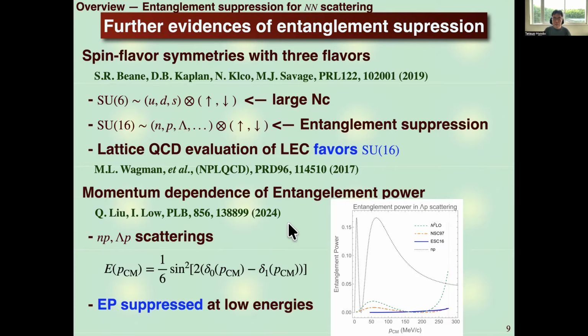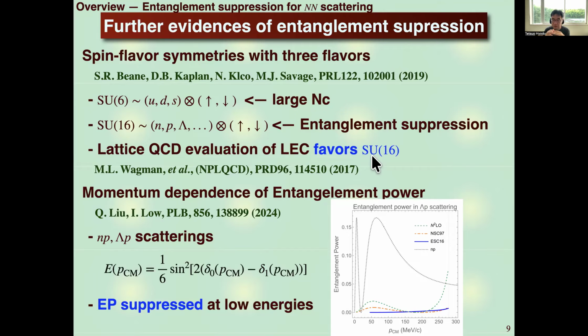Another example is the momentum dependence of the entanglement power. We have shown that the entanglement power is given by the difference of the phase shifts. And in fact, the phase shift is a function of the momentum, or a function of the energy. So depending on the energy, you have different results.